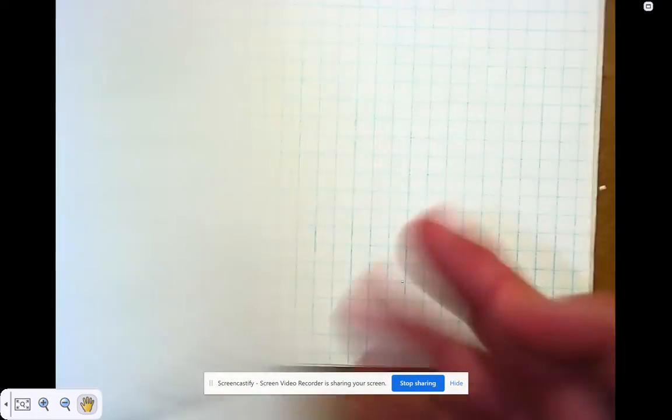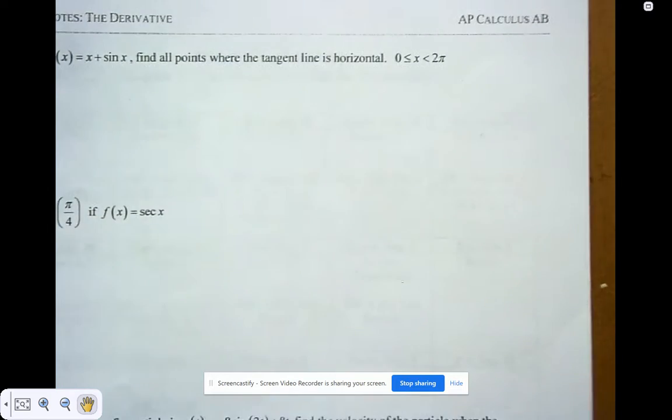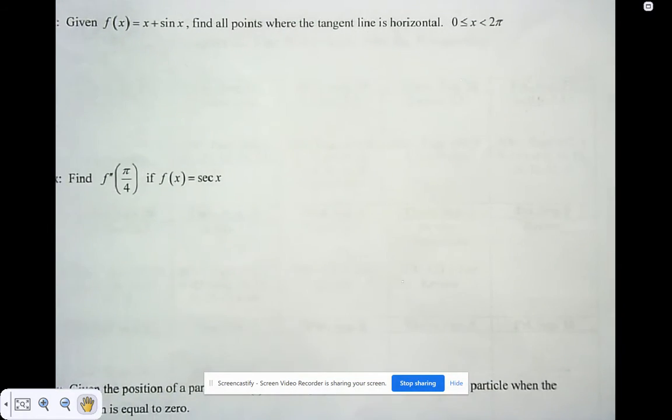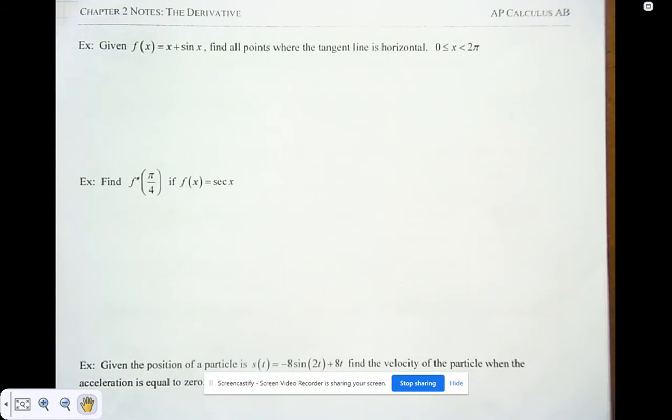Let's check out the back. So on the back, I think I'm just going to do the first 2 examples, and I'll do this last one with you. It's particle motion. I kind of want to be live to do that with you to make sure you're following along.